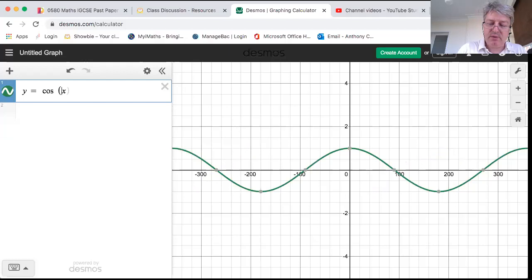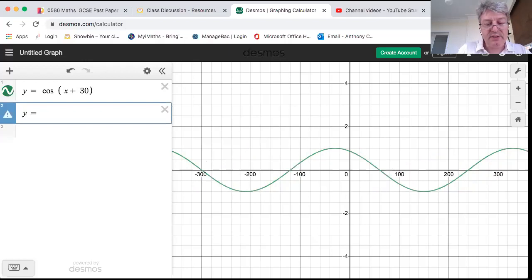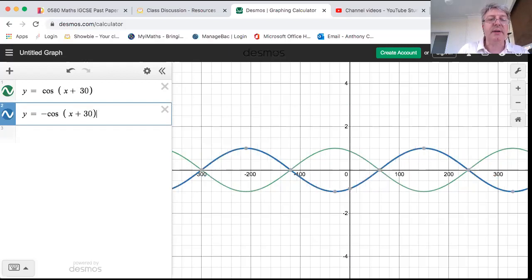Let's say you had the graph y equals cos of x plus 30, and you know that that would be a translation of -30 degrees along the x-axis. And then if you just simply put a minus in front, what you would notice is that the curve should simply flip over in the x direction, and indeed it does, and you can see that. So that's how you deal with a reflection in the x-axis.